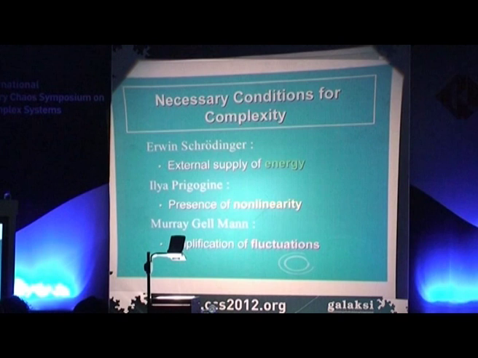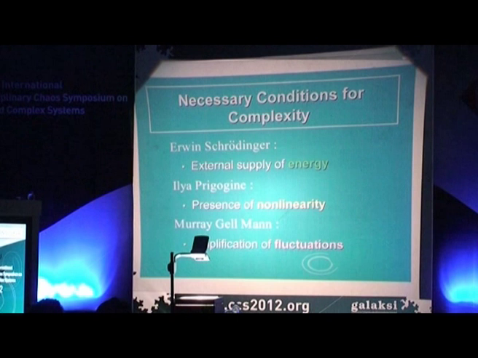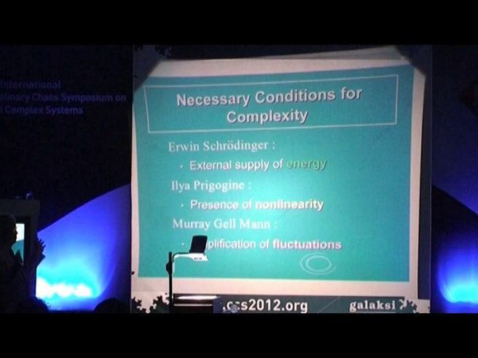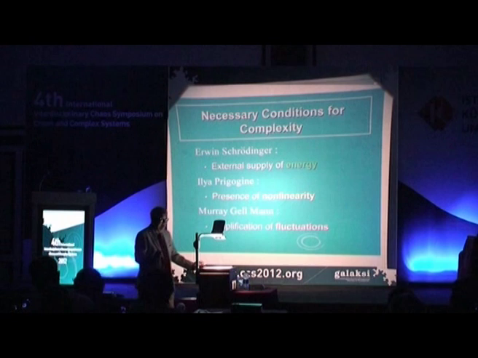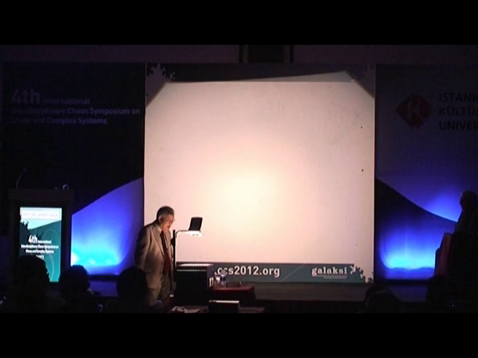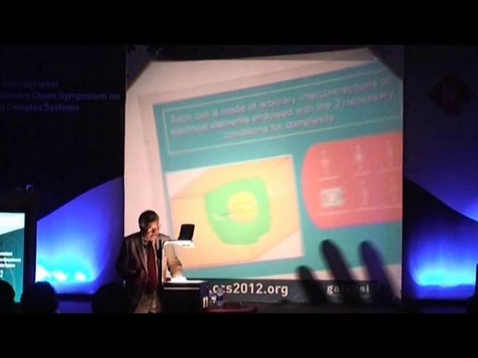Prigogine said you must have a nonlinearity, which they are all correct, by the way. You need nonlinearity, otherwise nothing is going to happen. Then Murray Gell-Mann said you need not only energy and nonlinearity, but you need to be able to amplify small fluctuations. So Gell-Mann gets closer than the other two, but none of them really understood what is necessary, because I will give you an example, where I will give you all these three conditions.